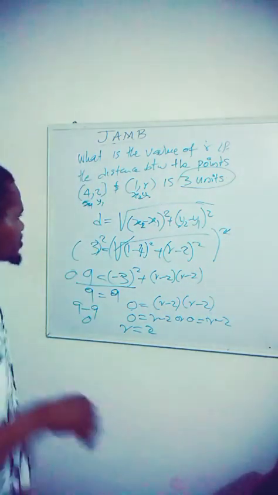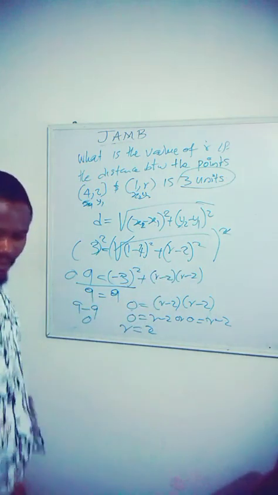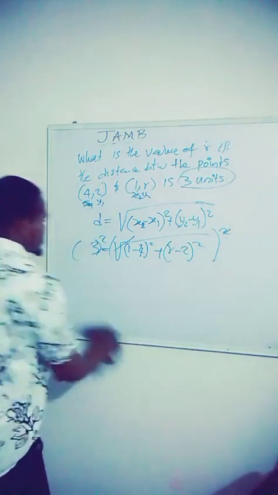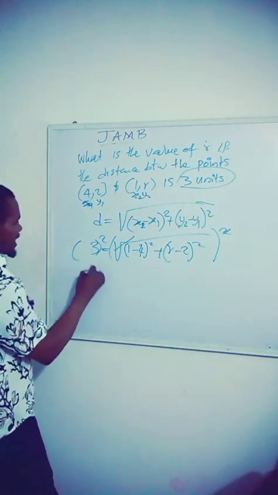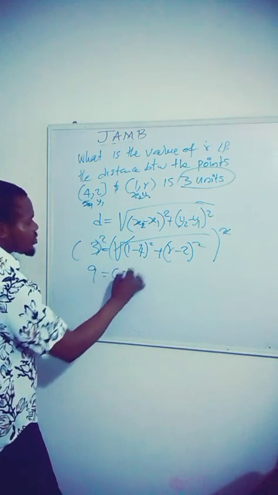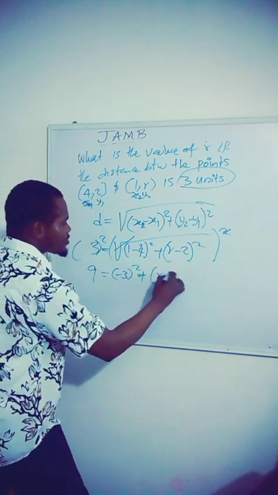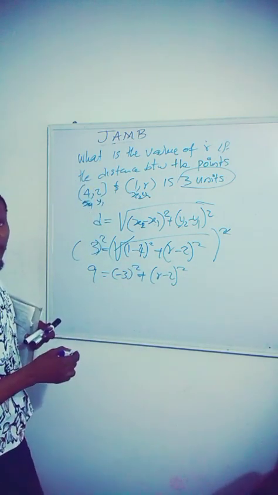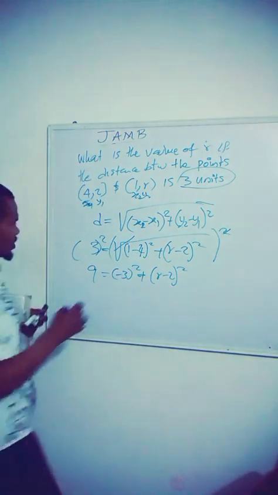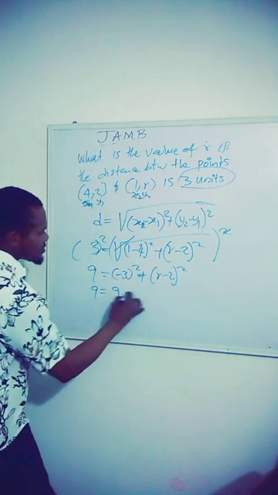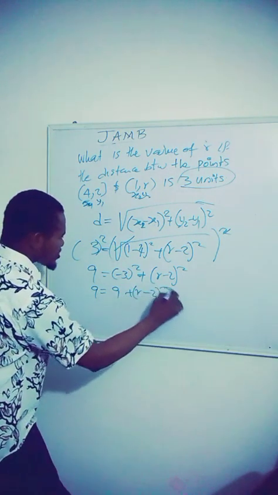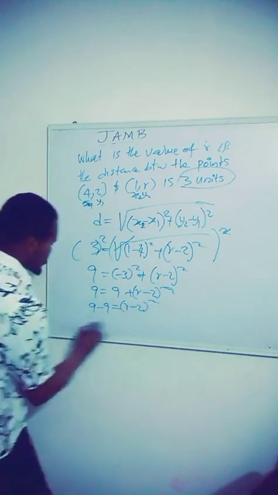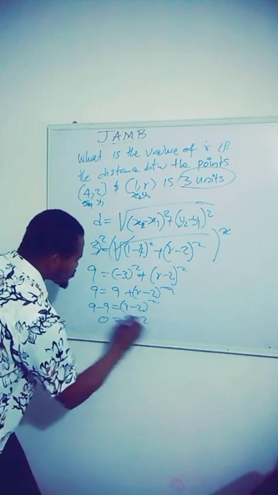Repeat or continue. So even right from here, let me make it simpler. We don't need to make it square both sides. This one is 9 equals to, this is minus 3 all square plus r minus 2. So you have to think of something that will not waste your time. So now this becomes 9 equals to 9 plus r minus 2 all square. So when we are having 9 minus 9 equals to r minus 2 all square, this becomes 0 equals to r minus 2 all square.